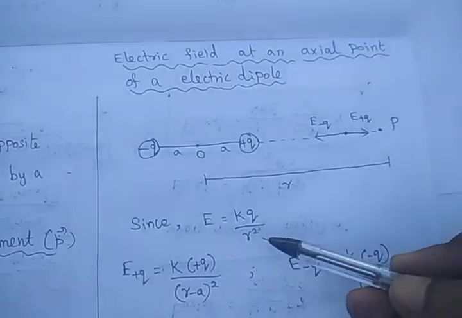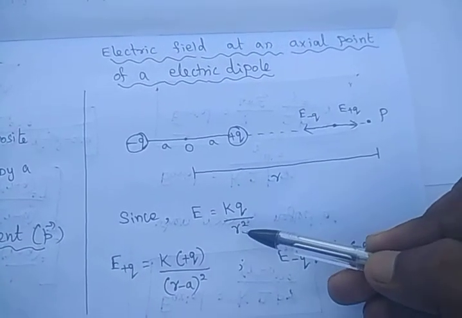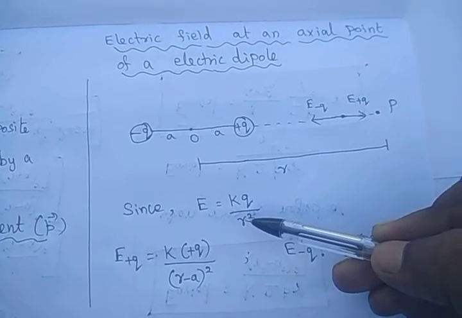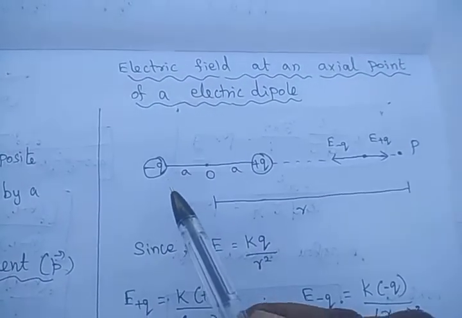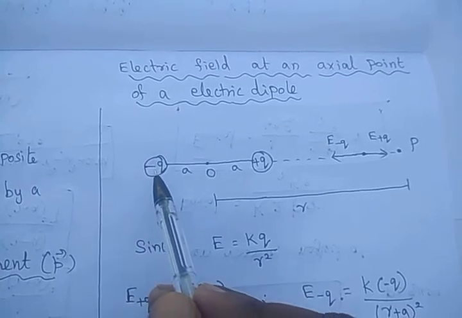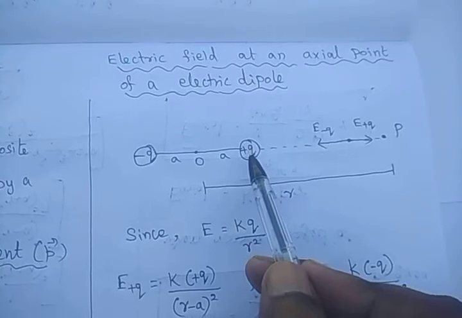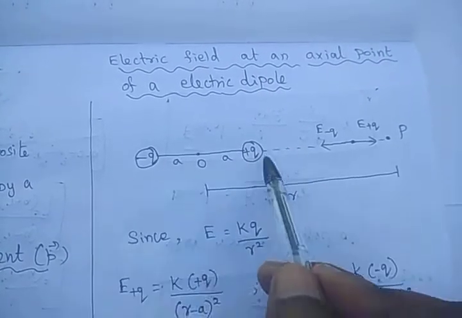Students, we already know that the electric field formula is E = kq/r². q is the charge and r is the distance between that point and the charge. Now we see the situation. This is an electric dipole. This negative charge has one electric field and this positive charge has one electric field. So what about the total electric field? What is the equivalent electric field of this electric dipole?